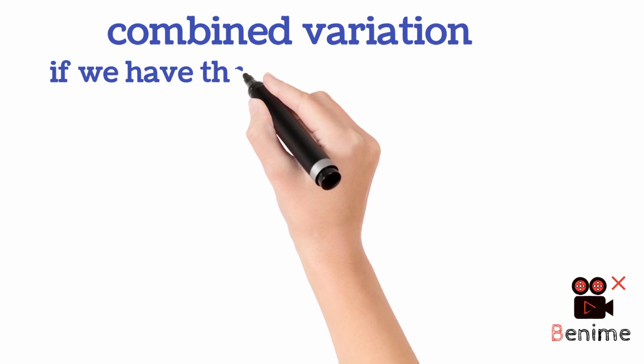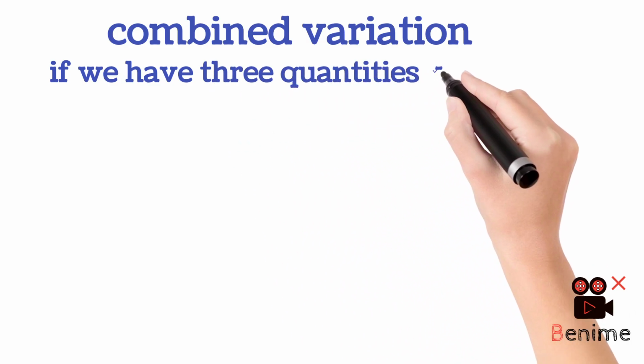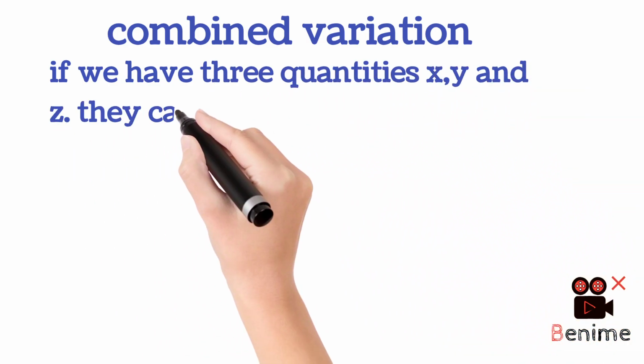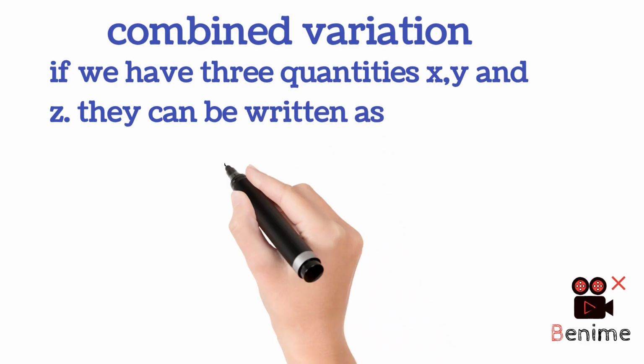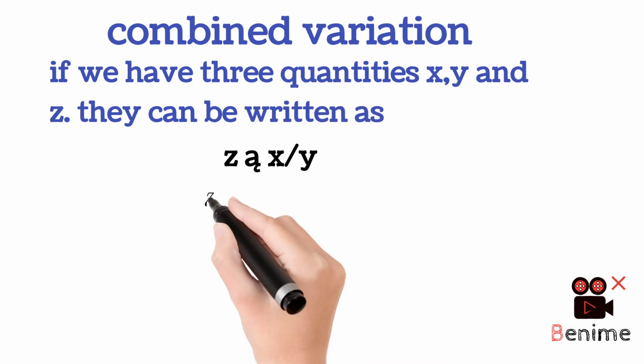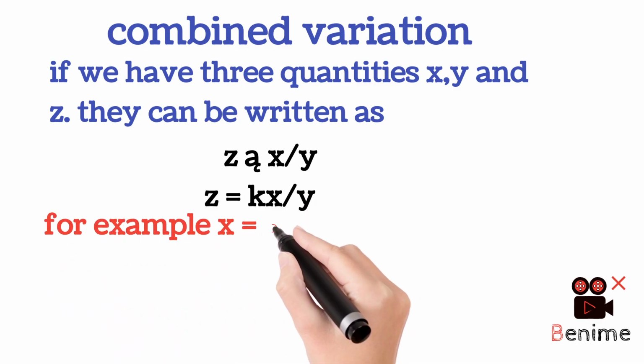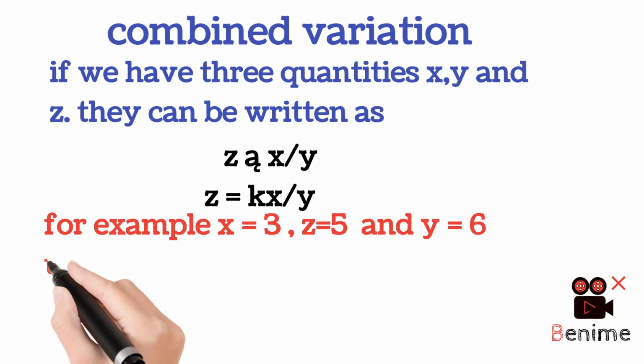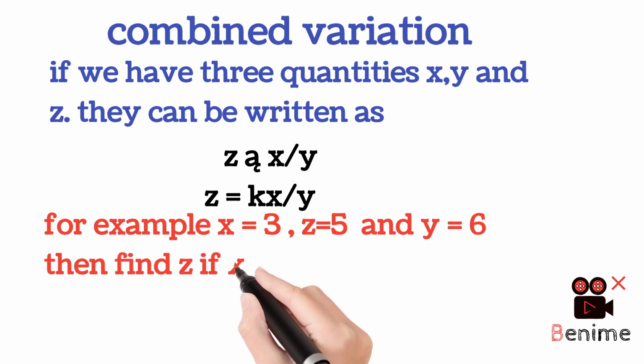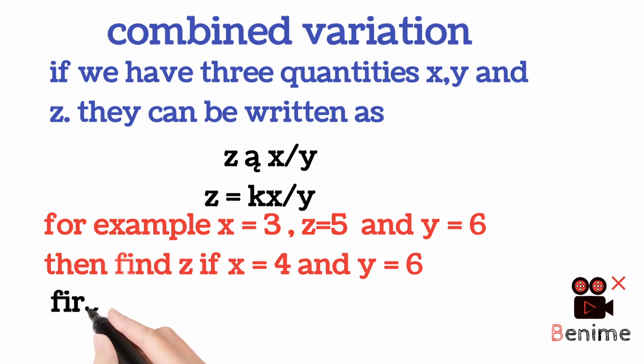When we have a direct and inverse variation at the same time, then this variation is called combined variation, and the quantities can be written as z directly proportional to x and inversely proportional to y, which on using the sign of constant becomes z is equal to kx over y.